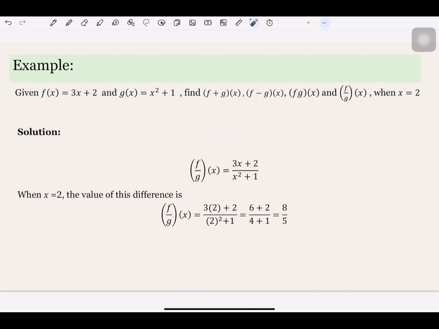Okay, so next, the quotient. Again, it's a very similar procedure. You divide 3x plus 2 by x squared plus 1, because f of x is on the top and g of x is on the bottom. Then you cannot simplify this further, so this is your quotient. In order to evaluate this quotient at 2, you have to substitute 2 for x and simplify, and once you simplify that, you'll get 8 over 5. So this is how you get the sum, difference, product and quotient of two functions.